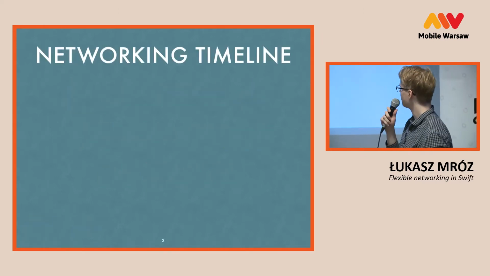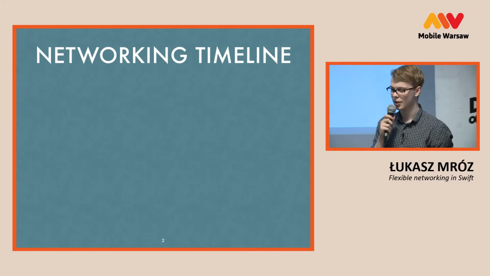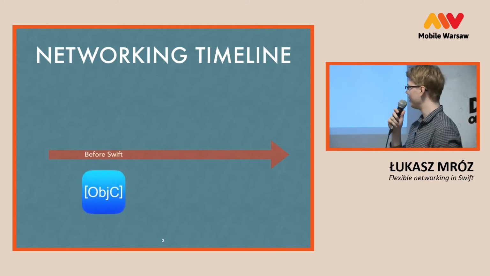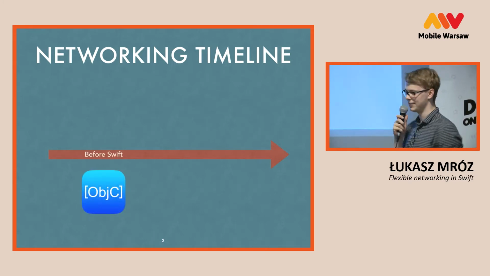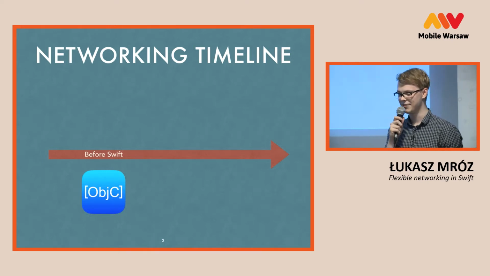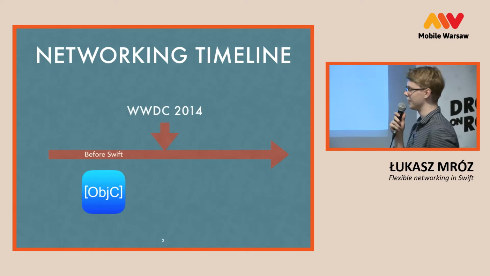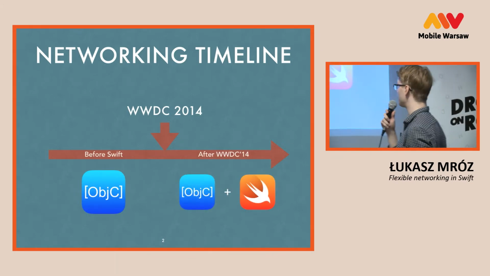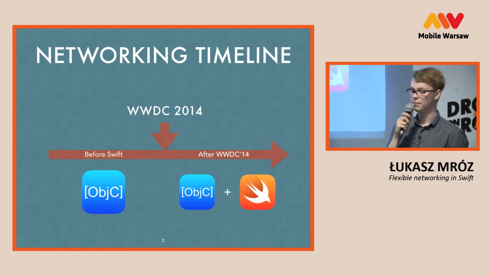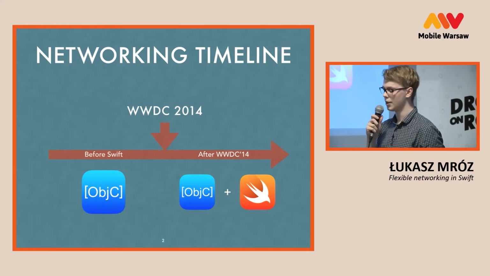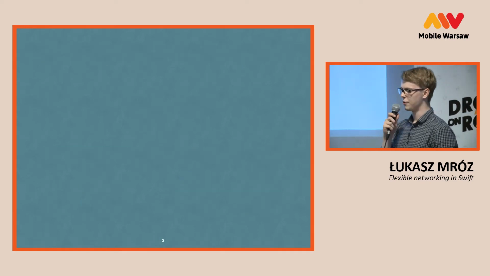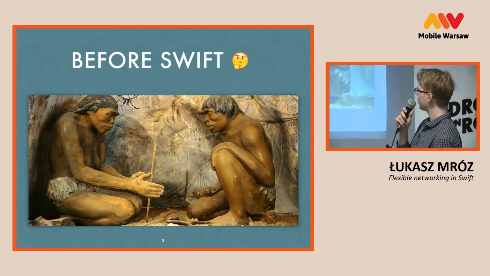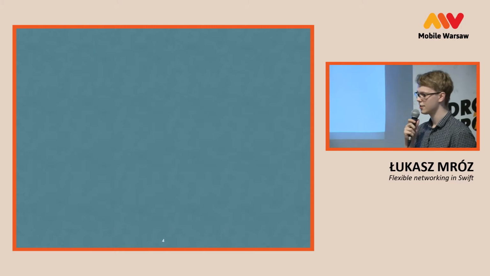So we'll start with the networking timeline, which I drew for this special occasion. First of all, there was a time before Swift, dark times, and then there was this event called WWDC 2014, which brought to us Swift, and then we had to work with both Objective-C and Swift. So how was it before Swift? In the case of networking, it wasn't probably this.